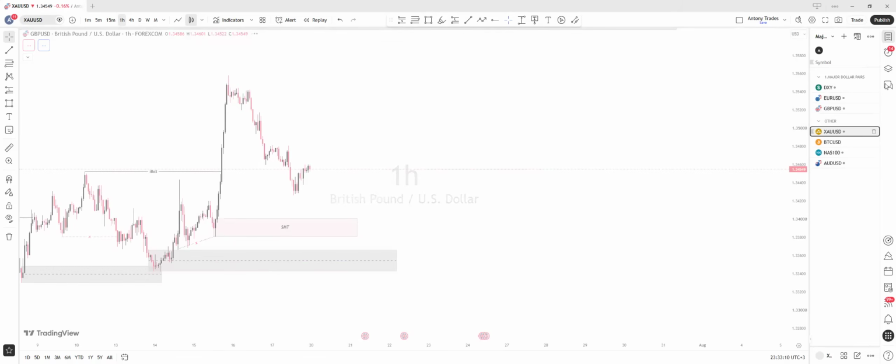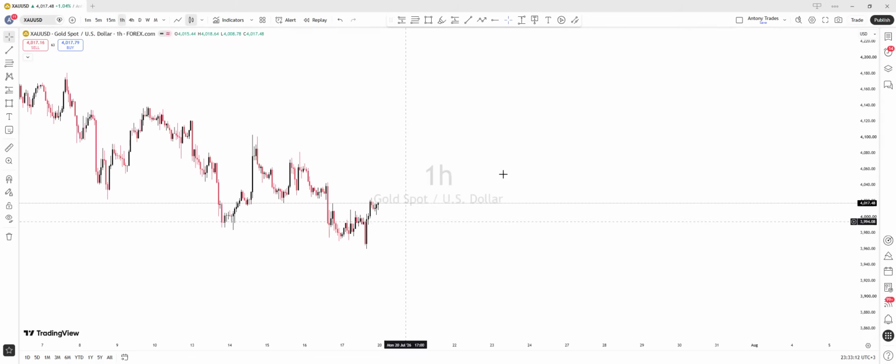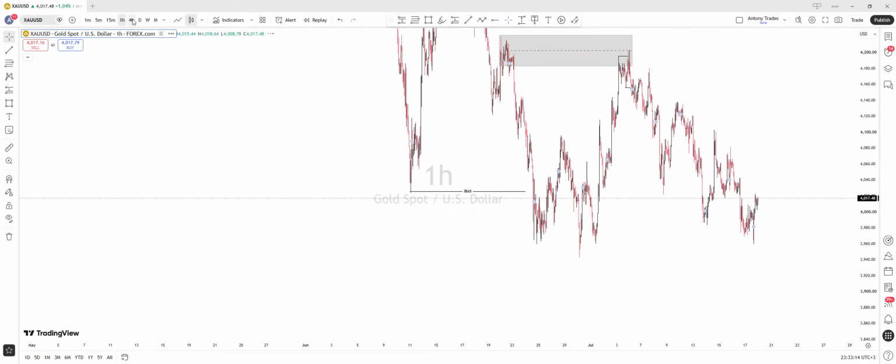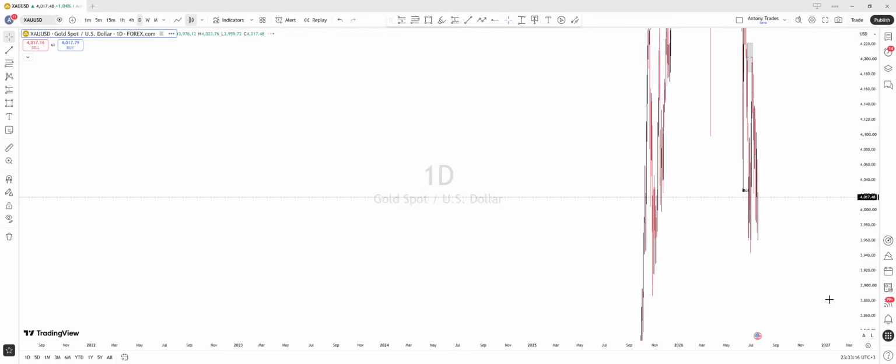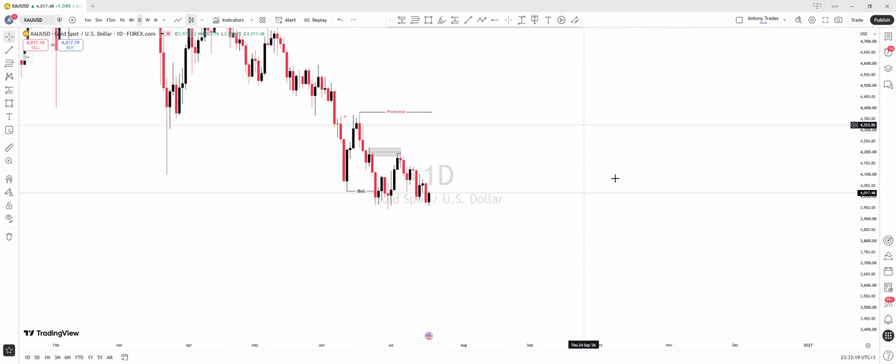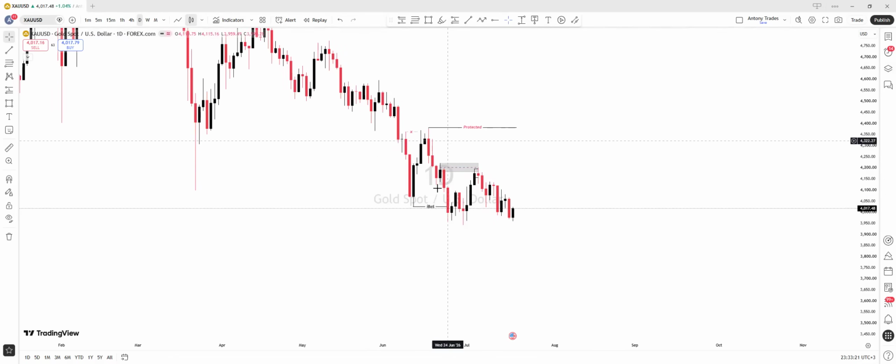So the next pair is going to be gold. For our good friends that trade gold, this is your pair. So let's start from the daily time frame. What are we seeing gold doing from the daily time frame? I'm going to be focusing on this zone alone here.